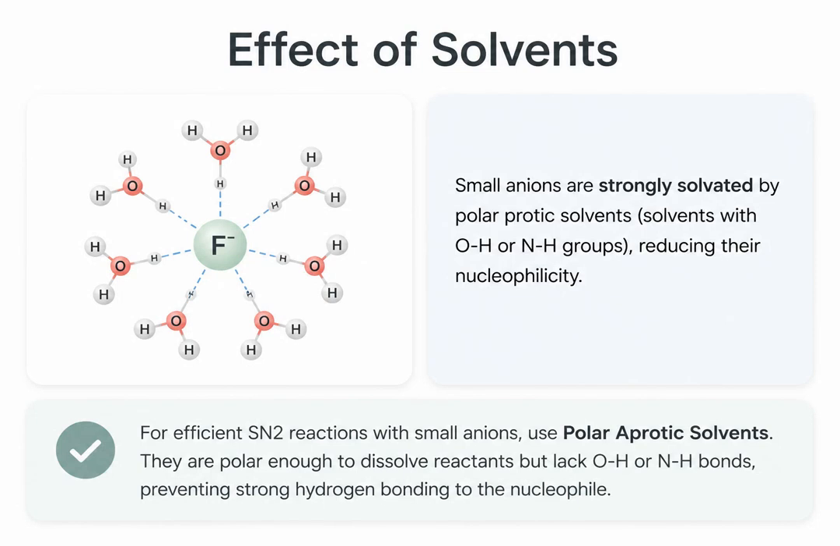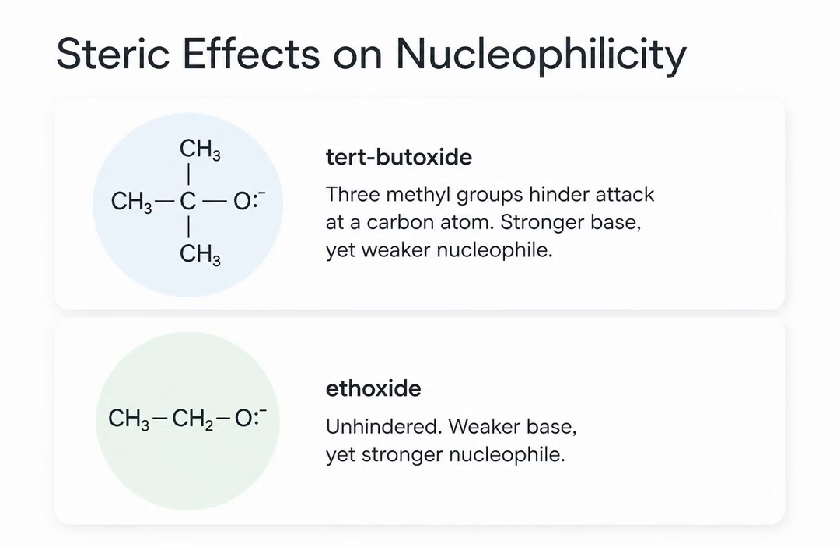Polar protic solvents, like water or alcohols, have acidic protons that can form strong hydrogen bonds. If you put a small, hard anion, like fluoride, into a protic solvent, the solvent molecules swarm it, forming a tight cage of hydrogen bonds. The nucleophile is so well solvated that its ability to attack a carbon is severely reduced. To fix this, SN2 reactions often use polar aprotic solvents. These solvents dissolve the polar reactants, but lack the OH or NH ions needed to cage the anions, leaving the nucleophile free to attack.